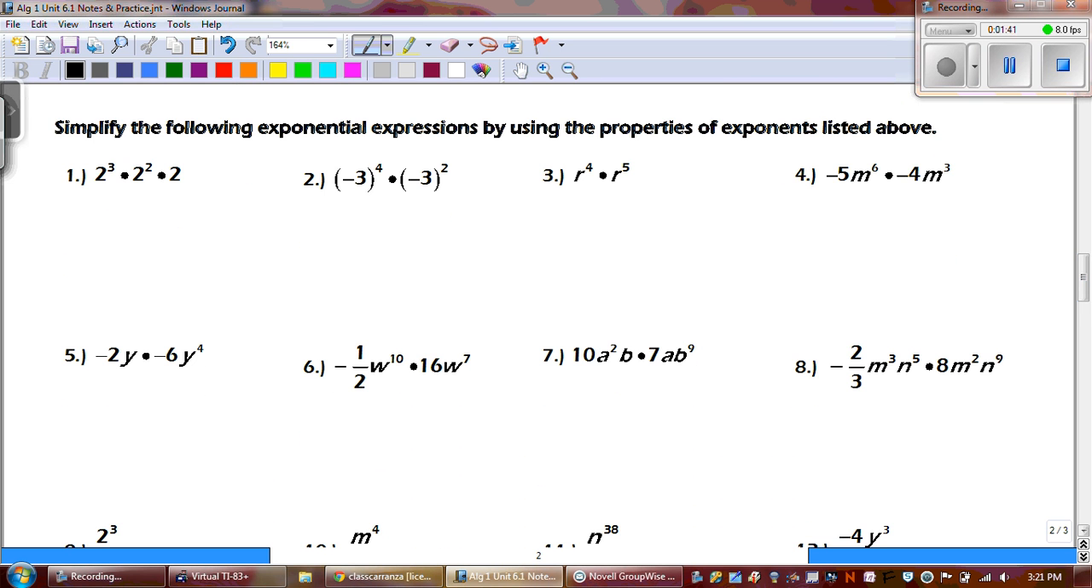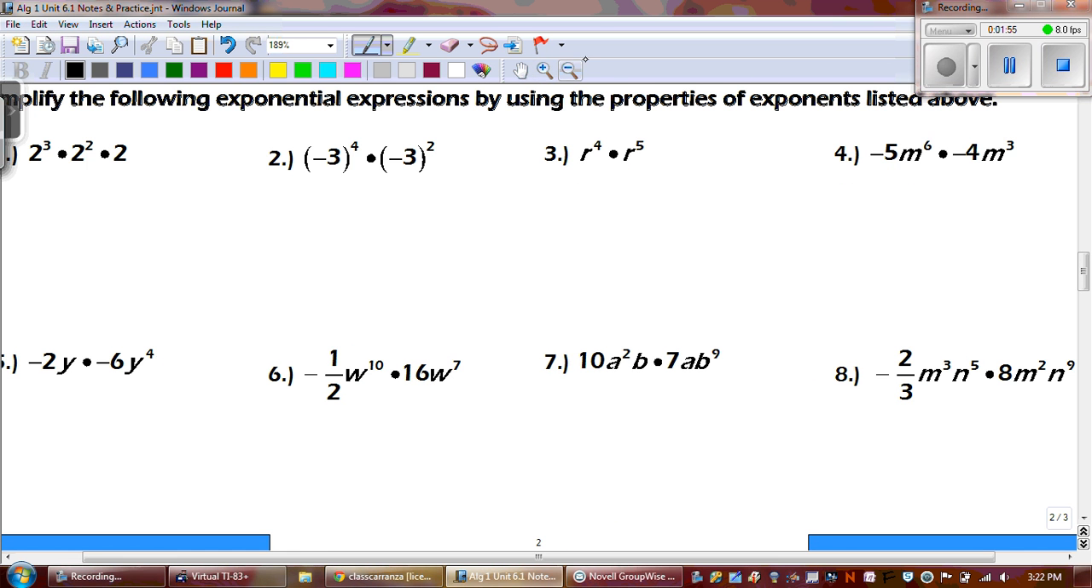So it says simplify the following exponential expressions by using the properties of exponents listed above. And remember, simplify, that means to clean it up. So let's clean this stuff up.